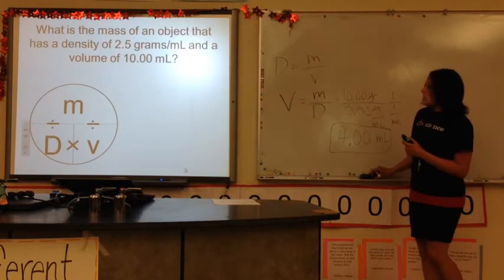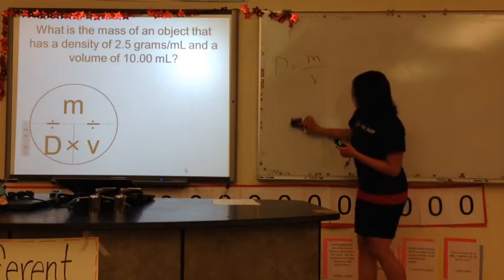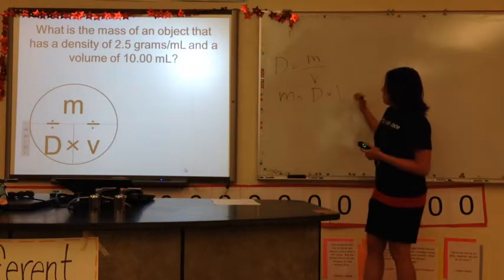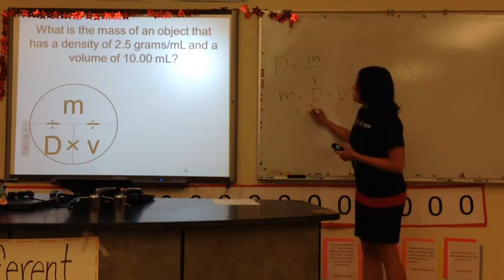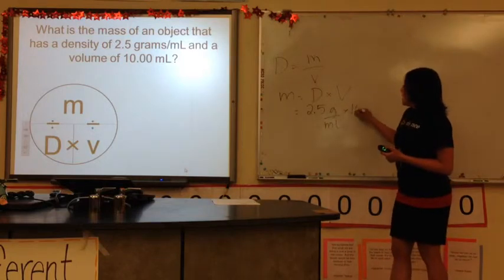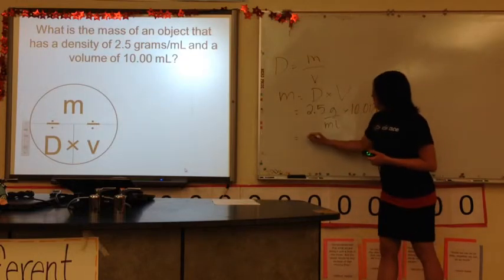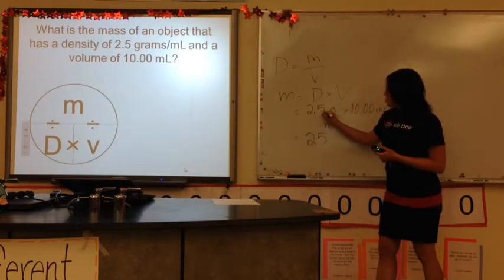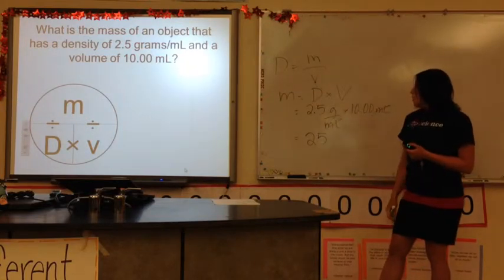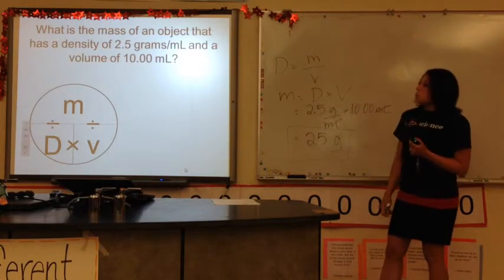All right, last example problem. We're looking for mass. Okay? So mass, if we're solving for m, equals density times volume. Density is 2.5 grams per milliliter, and the volume is 10.00 milliliters. 2.5 times 10 is 25. This has 2 significant digits, this has 4, so our answer can only have 2. Milliliters cancels out. Answer, 25 grams would be the mass.